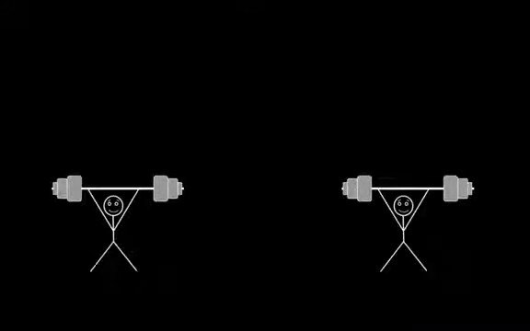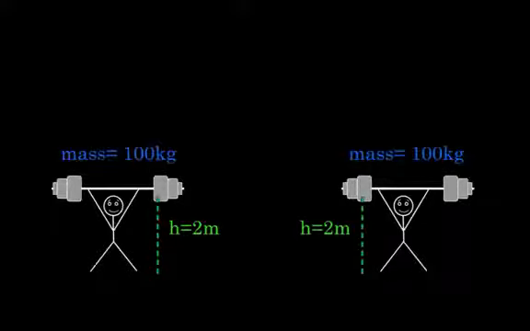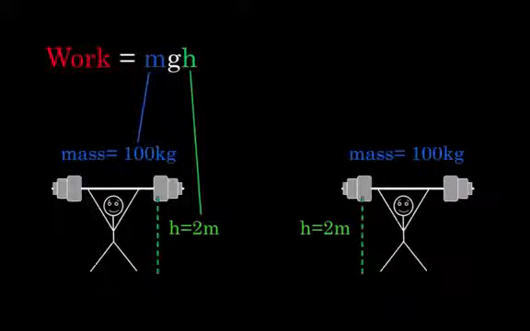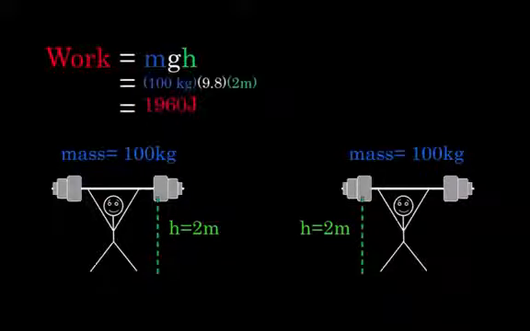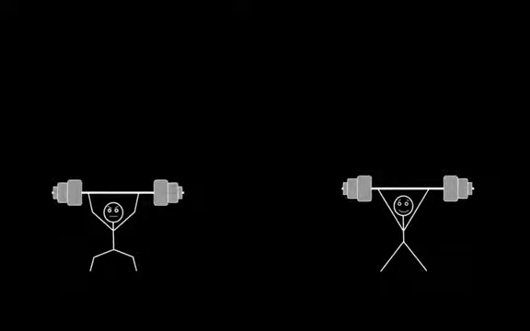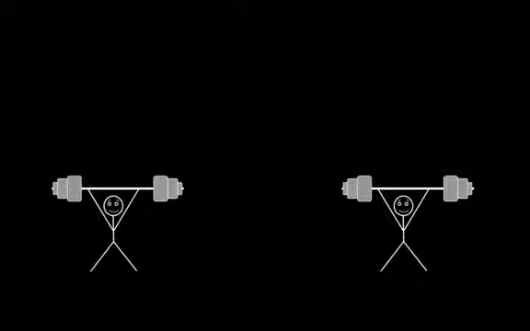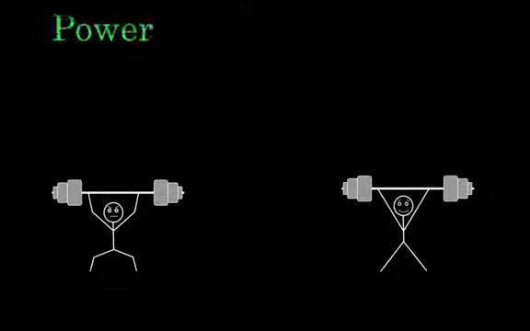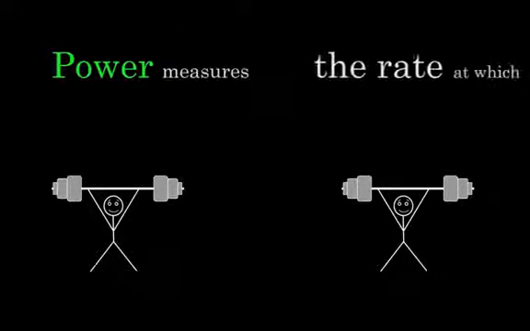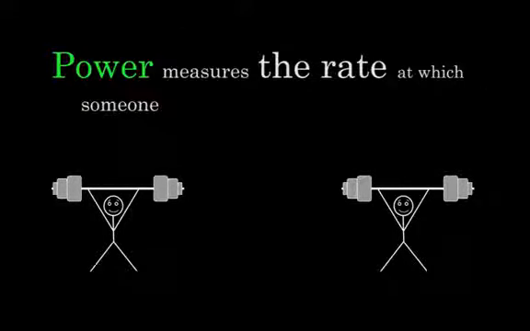The weightlifter on the left and the weightlifter on the right both have a mass 2 meters above the ground, and the mass is 100 kilograms. Work is equal to mgh, so they have done 1960 joules of work. Both weightlifters have done 1960 joules of work. Although the one on the right is faster, they have done the same amount of work, which takes us to the next story, which is power.